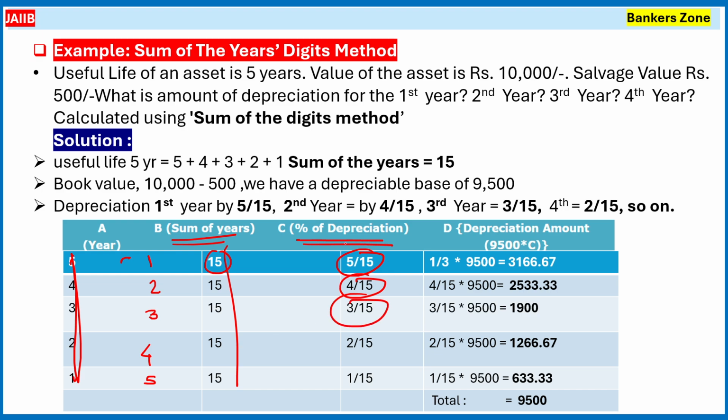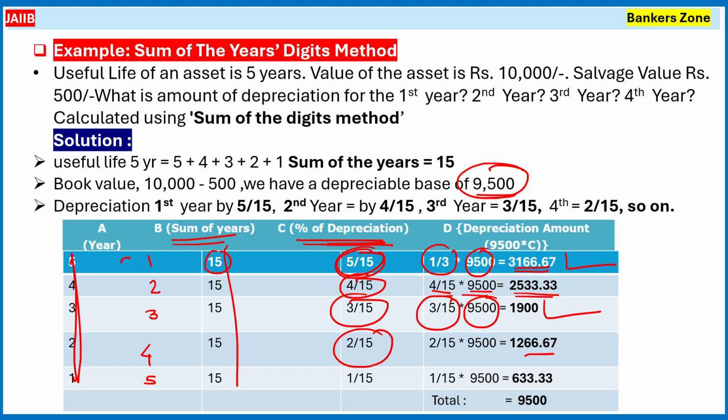Now this is the rate of depreciation, right? 4 by 15. You may multiply it by 100, no problem. Now what is the depreciable base? That is purchase price minus salvage value. So 5 by 15, that is 1/3 of 9500, will be 3166.67. This is the depreciable amount for the first year. For the second year 4 by 15 into again the same 9500, it will be 2533.33. For the third year, 3 by 15 into 9500. For the fourth year, 2 by 15, and for the next year it will be 1 by 15. When you add all, you will again get a total of 9500, which must be equal to your depreciable base, and that means your calculation is correct.